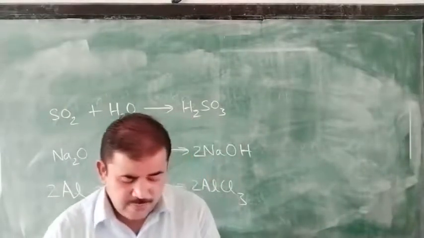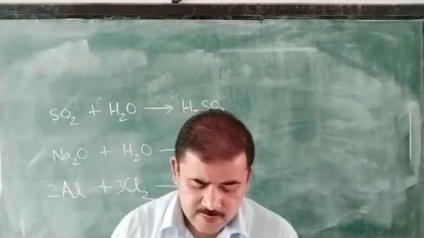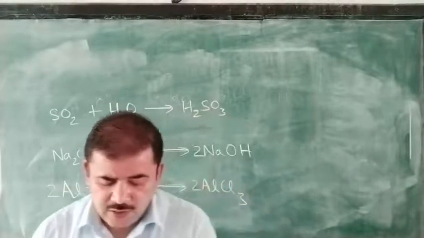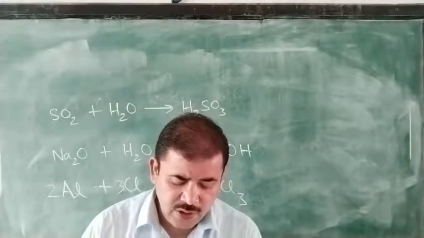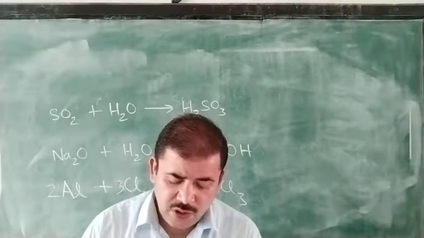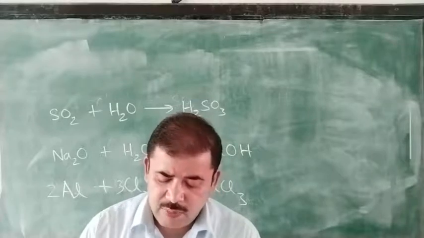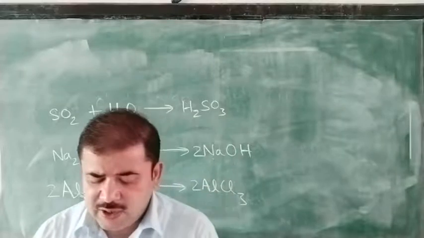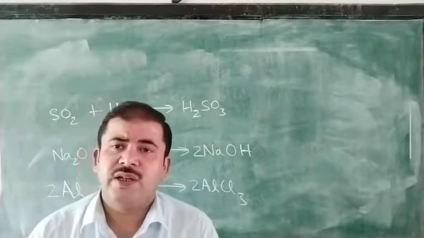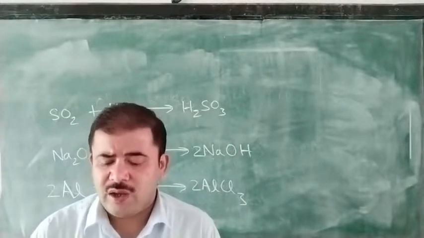Next question, question number 10. Convert nitrogen to ammonia, and hydrogen to hydrogen chloride, by a direct combination reaction. So we know that to convert nitrogen to ammonia, nitrogen reacts with hydrogen, and we get ammonia.